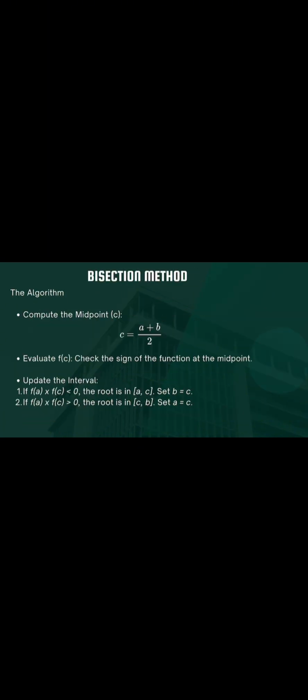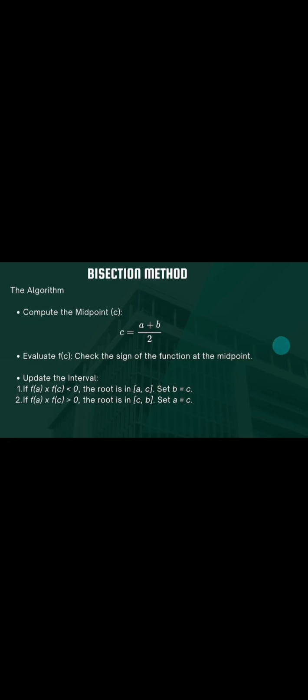For the step-by-step method, first is to choose an interval a and b where the function changes sign. Next is to compute the midpoint using the formula c equals (a plus b) divided by 2. Then evaluate the function at c. Next is to determine the new interval. If f(a) times f(c) is less than 0, the root is between a and c. Otherwise, the root is between c and b. Then, repeat the process until the desired accuracy or error is achieved.